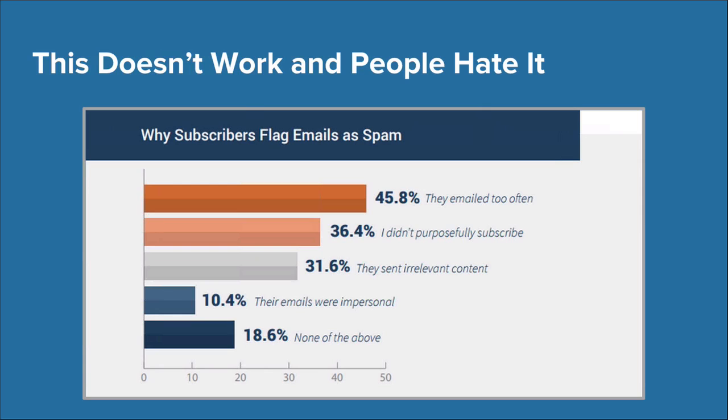Like I said, email is personal. It's jarring when you get email in your inbox and you don't know where it came from. And then the third answer was that people send them irrelevant content. So again, that gets to the heart of what we're talking about today with automation and personalization, is that we want to try to send the most relevant content possible. And this isn't just unsubscribing. This is being marked as spam. So these are reasons that people will actually go out of their way to tell their email system, don't let this kind of email back in anymore.